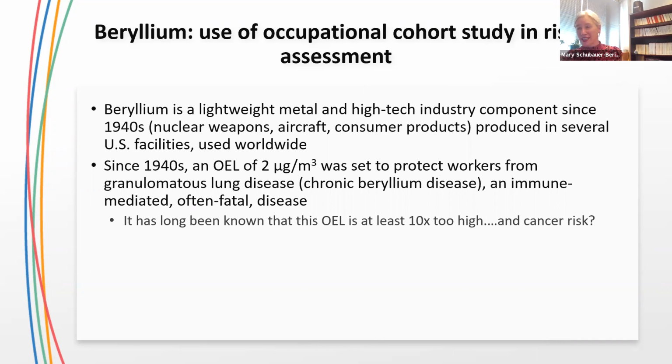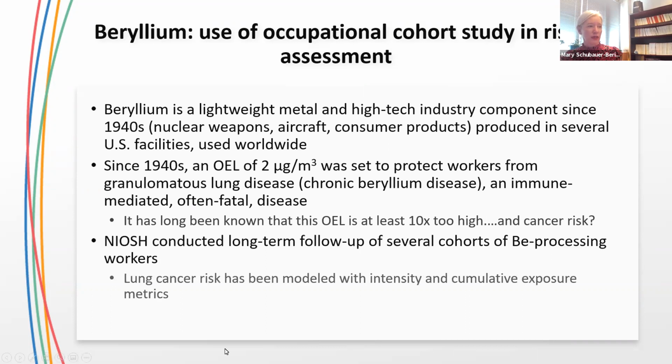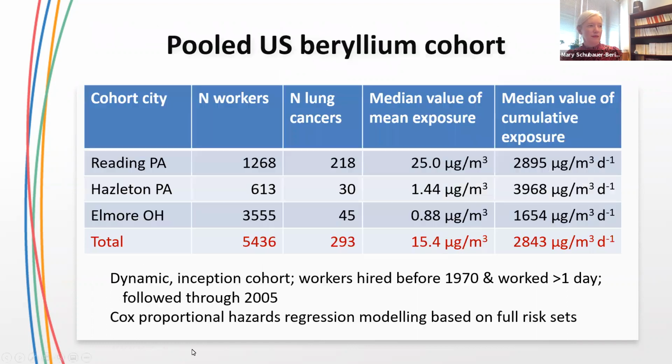It's at least 10 times too high, and there was a suspicion of the cancer risk as well. So NIOSH conducted long-term follow-up of several cohorts of US beryllium processing workers. And more recently, we modeled lung cancer risk with intensity and cumulative exposure metrics. So a brief overview of this cohort.